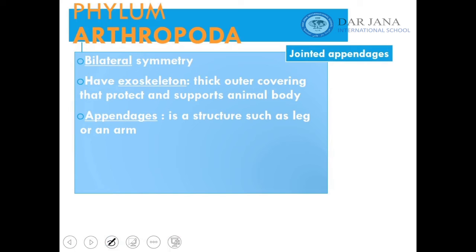Another phylum that we're going to discuss is the arthropod. When I say arthropoda, they have bilateral symmetry. They have something here, exoskeleton. Okay, exo means outside, so it is an exoskeleton. It's a thick outer covering, from the outside, that protects and supports the animal's body.